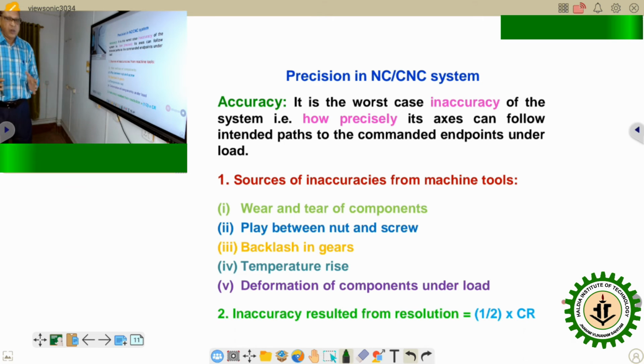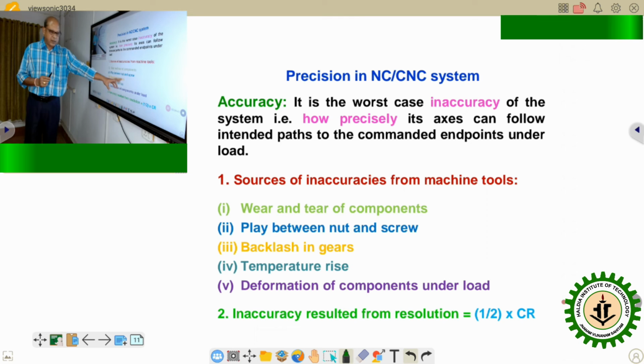These are predominantly present in all sorts of mechanical systems. Due to prolonged use, whenever there is a mating component, it will undergo some wear and tear, which adversely affects the accuracy. Play between nut and screw: there will be loosening due to wear and tear with the passage of time. Whenever there are gears, there is a possibility of backlash, which also contributes to the inaccuracies. Other parameters, temperature fluctuations, because all the mechanical members undergo some sort of thermal deformation. Maybe insignificant, very small, but still it contributes to the inaccuracy. So temperature rise we have to take into consideration.